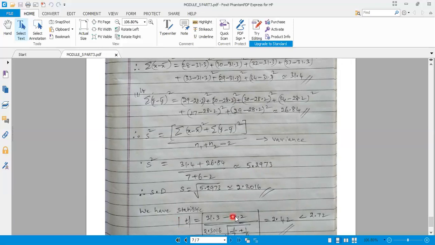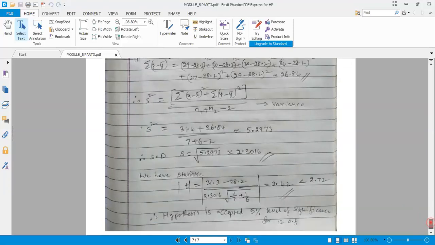So we have by t-test x1 bar minus x2 bar divided by s into under square root 1 by n1 plus 1 by n2. So it is found to be 2.42, which is clearly less than the table value. Hence, we are going to accept the hypothesis at 5% level of significance for 12 degrees of freedom.